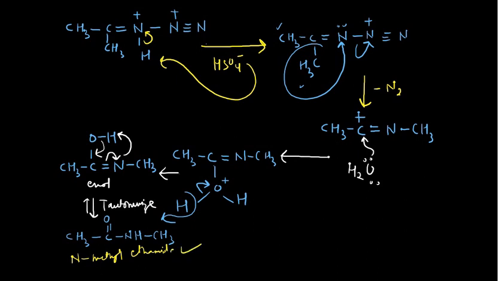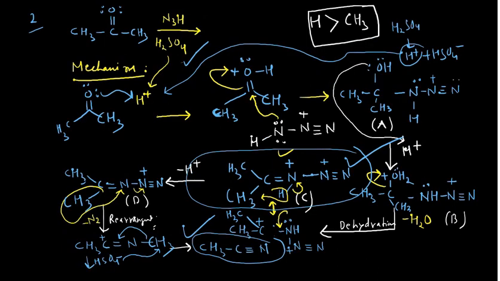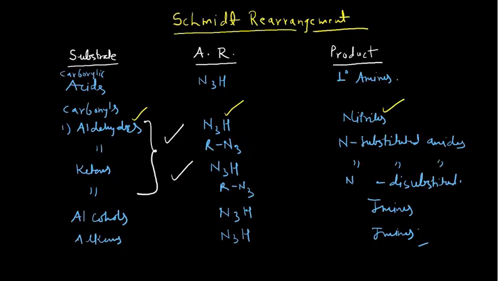So I have already told you, when you start with the aldehyde, you end up with the nitrile. If you start with the ketone, you end up with the amide. So if I go back to the first slide, here you can see, first you started with the aldehyde, so you end up with the nitrile. You started with the ketone, you end up with the N-substituted amide. Okay. So this is how you can understand the reaction.